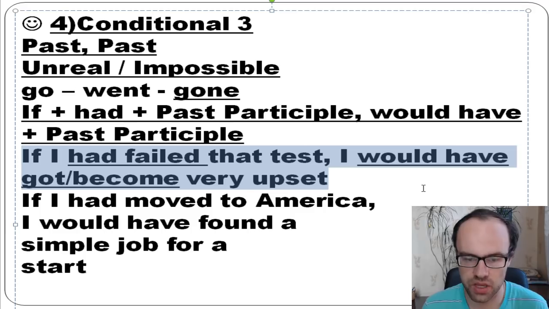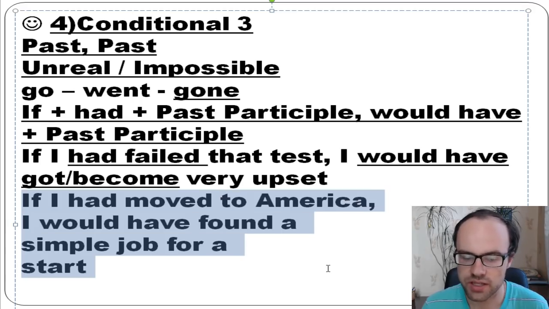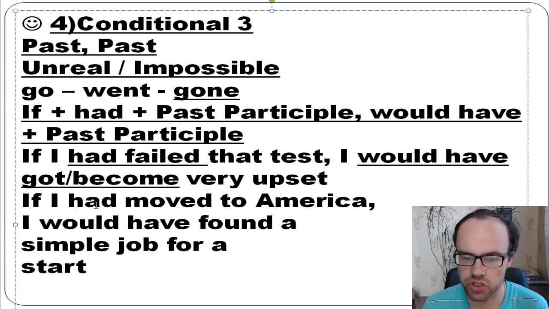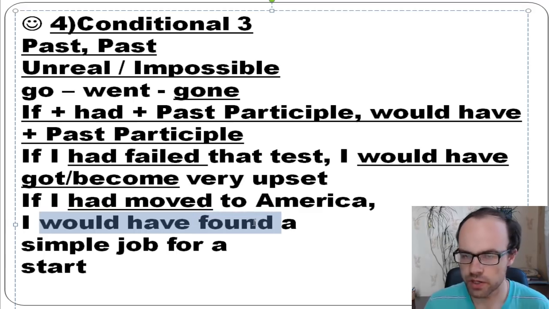Next, one more example. If I had moved to America, I would have found a simple job for a start. So it's about the past. It's in my imagination. It means I didn't move to America. But if I had moved, so had plus past participle, I would have found a simple job for a start. Would have plus past participle.